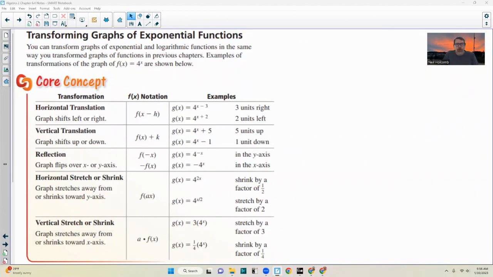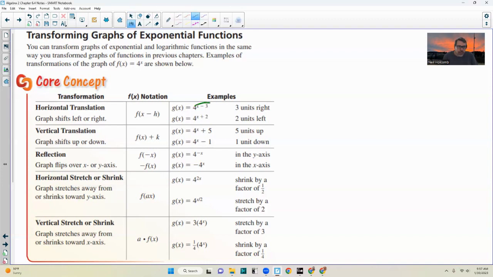You can transform graphs of exponential and logarithmic functions in the same way you transform graphs of functions in previous chapters: parabolas, radical functions. Examples of transformations of the graph of f of x equals 4 to the x are shown below. So we have a base 4 in an exponential function. If we're going to shift it left or right, it's f of x minus h. Notice that is going to end up in the exponent. So a left-right shift is going to be a plus or minus in the exponent.